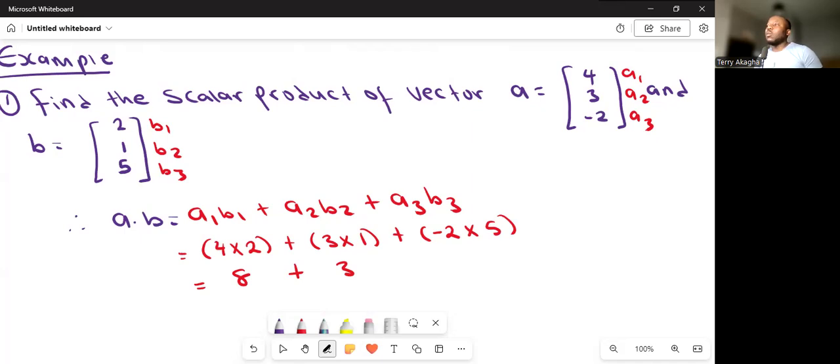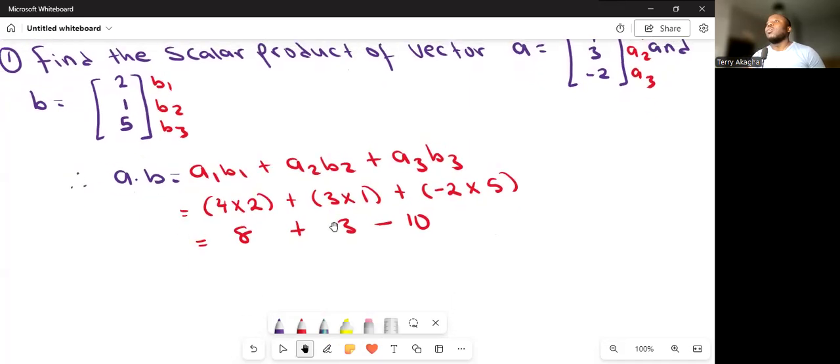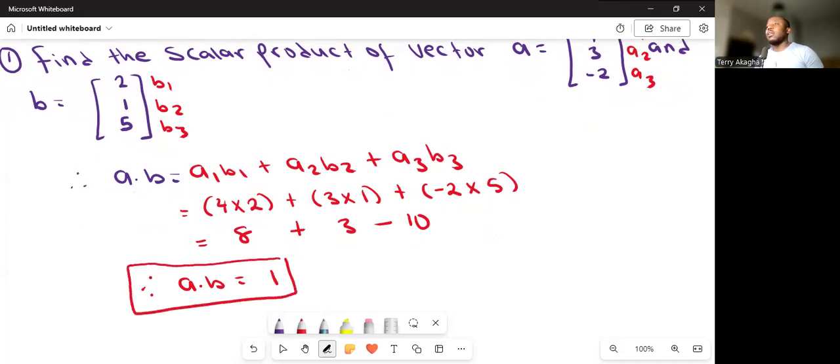Minus 10 times plus 2, so it will give you minus 10. And so the final answer for this is going to be, therefore our A dot B will be equal to, this is going to give you 1. And that will be the answer for that. Okay? So that's how you get the scalar product for this.